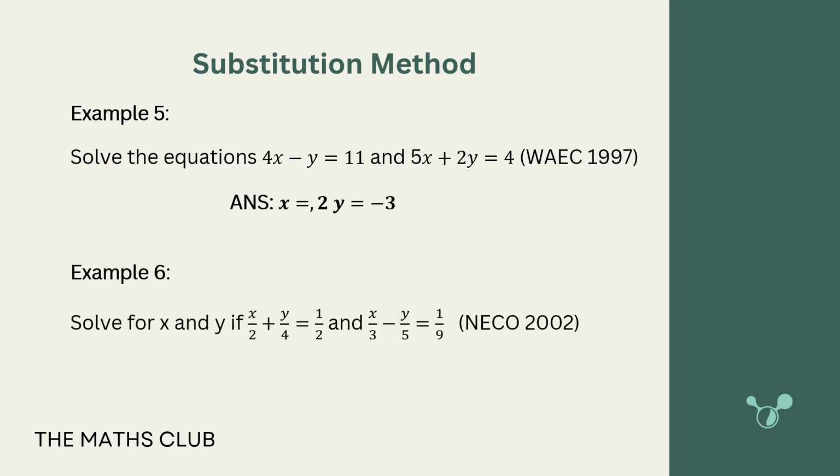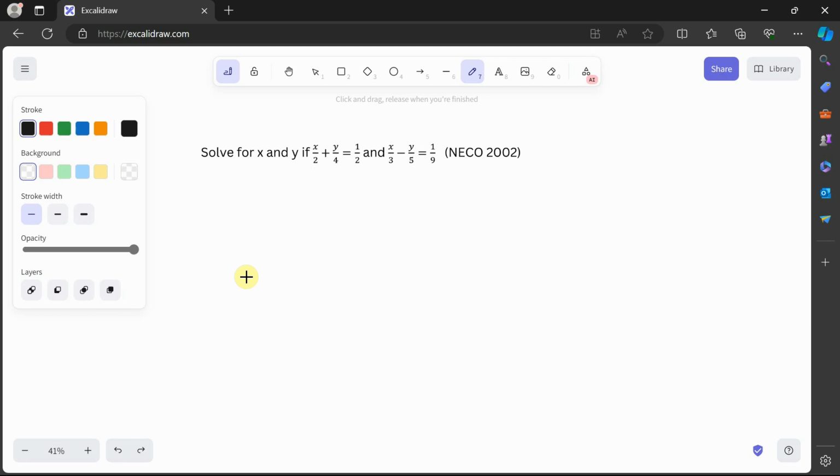Next example: we solve for x and y if x over 2 plus y over 4 is equal to half, and x over 3 minus y over 5 is equal to 1 over 9. I want you to pause the video and try it out yourself. Welcome back, let's solve it together. So this is a bit different, right?